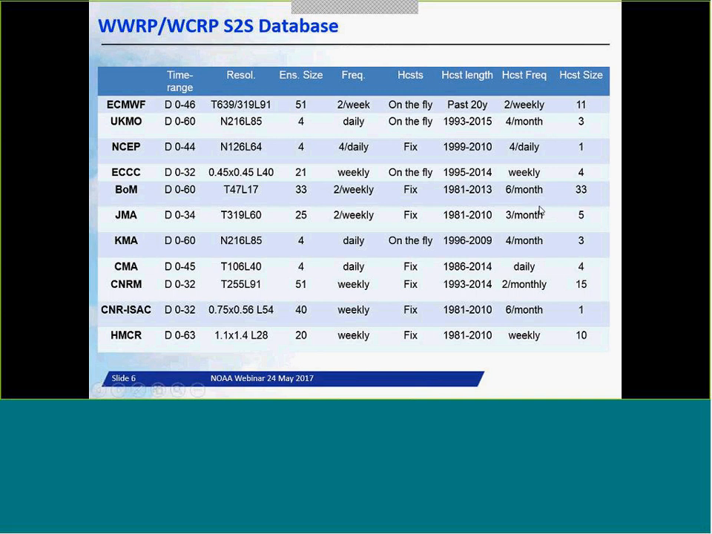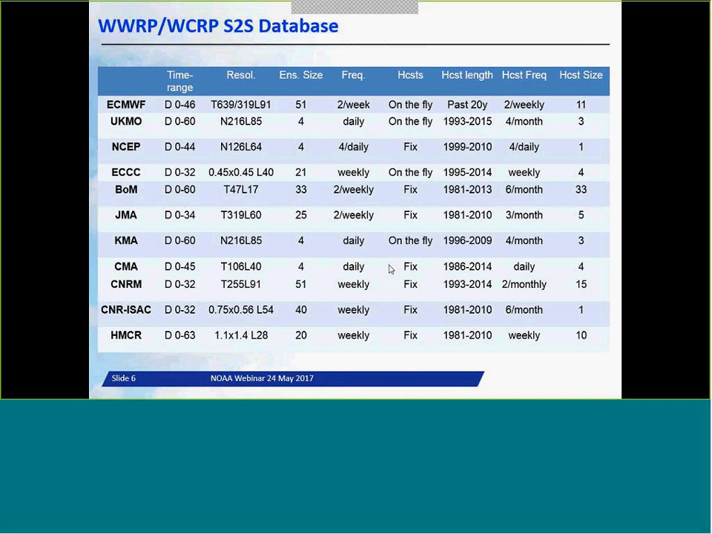So, unlike S-Subates, which has a protocol, here this database is more a database of opportunity. We cannot really impose certain protocols on operational centers, so we are more collecting all the real-time forecasts and reforecasts produced by all those centers. So there are a lot of differences, but there are enough commonalities to look at a multimodel ensemble from real-time forecasts. From next month onward, for instance, all those models will have a forecast available on Thursday. For the reforecasts, also, there are enough commonalities to be able to do intercomparison and to assess the skill of those models, as I will show for the case of the MJO.